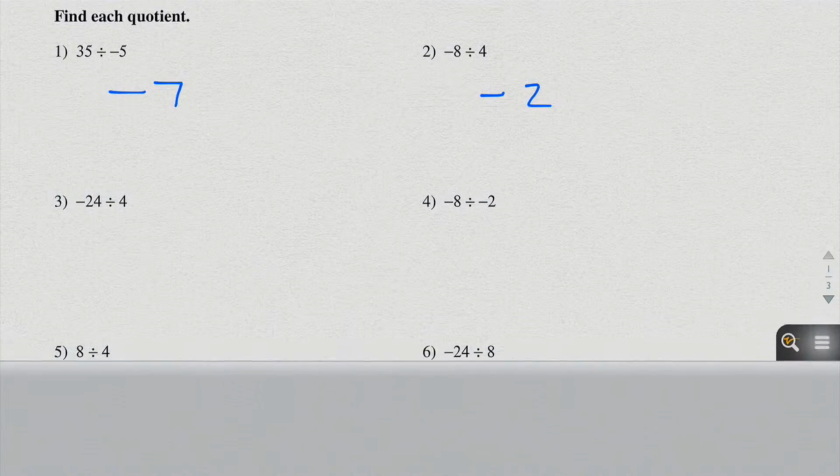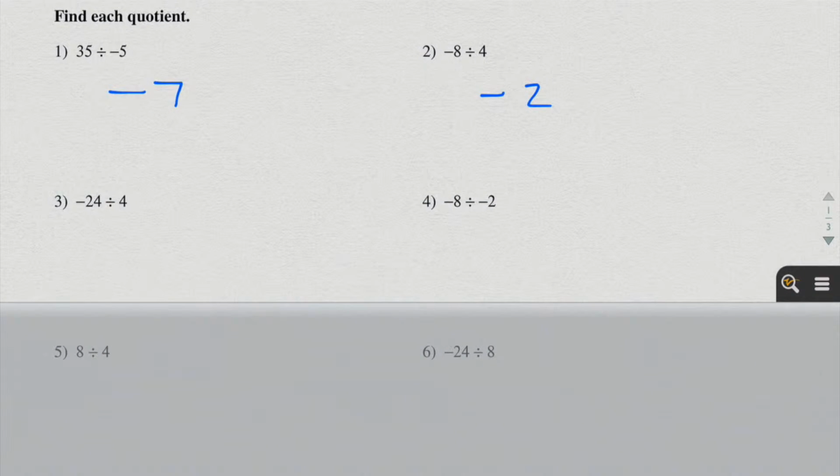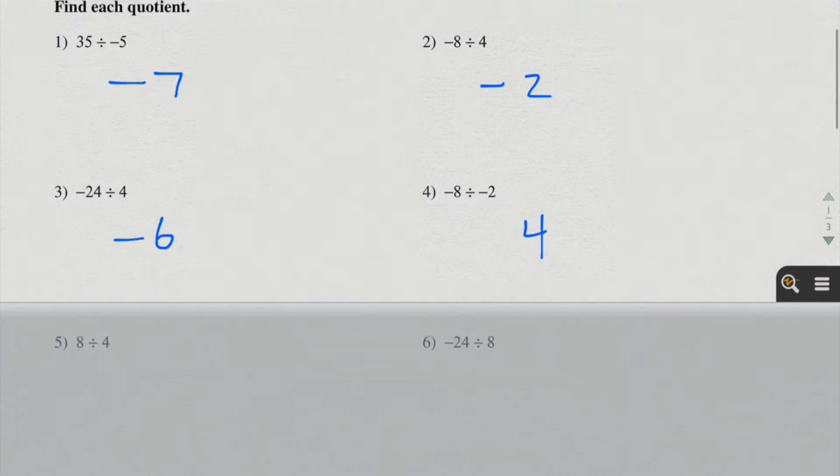Number 3, negative 24 divided by 4. Again, negative divided by a positive is a negative. 24 divided by 4 is 6. Number 4, negative 8 divided by negative 2. Negative divided by a negative is a positive. 8 divided by 2 is 4.